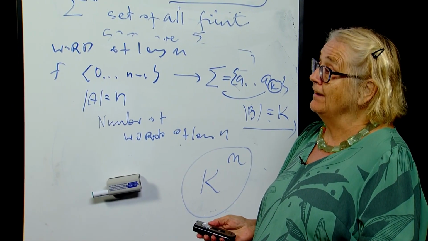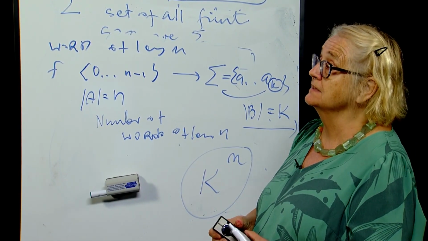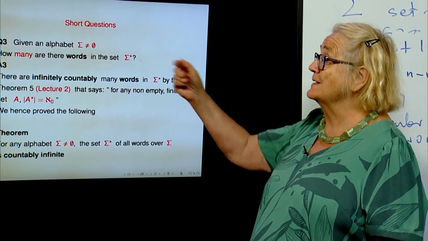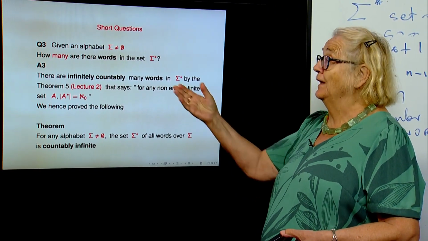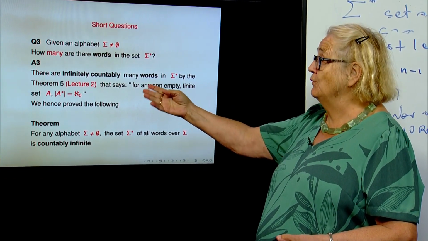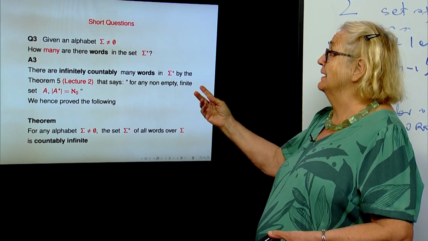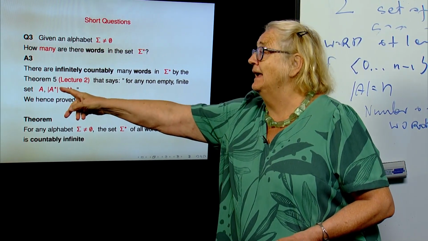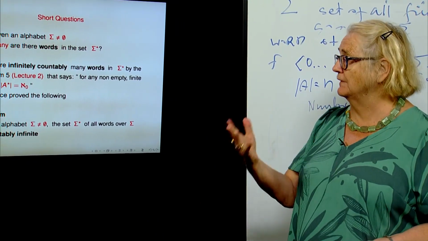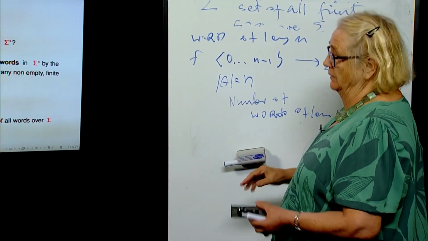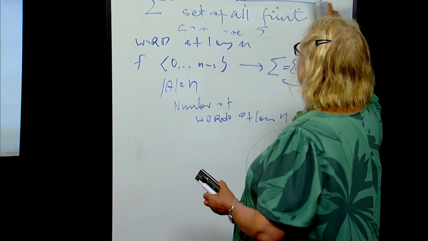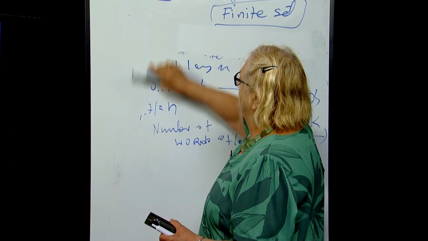And now the general question is, given a non-empty alphabet, how many are the words of sigma star? There are countably infinitely many, because we proved that for any non-empty finite set A, the set A star is Aleph 0. There are countably many finite sequences over A. And we already proved that.